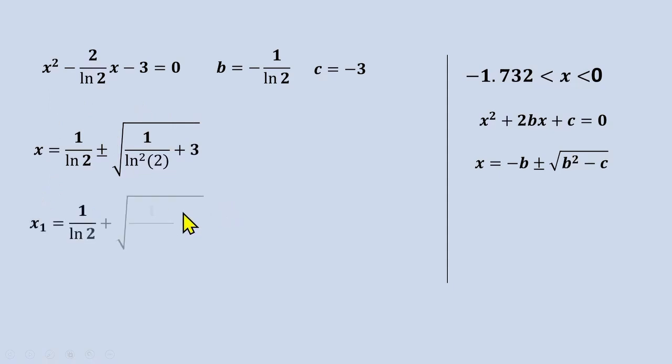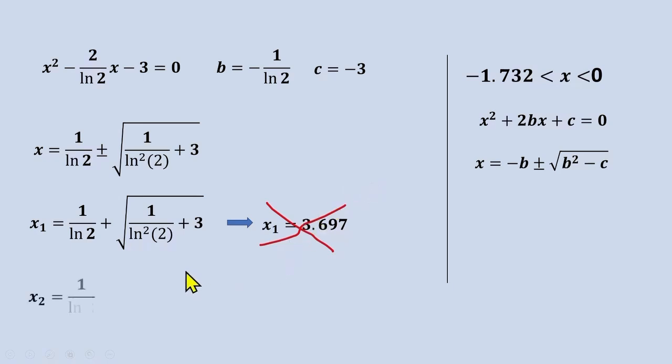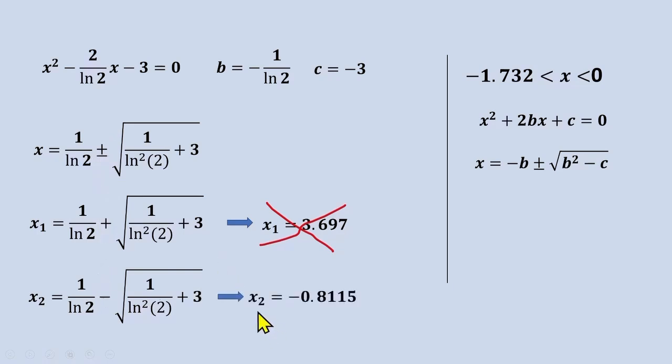The first solution, with plus, provides x1 equal to 3.697, and this solution is outside of the range of possible values of x, so it should be cancelled. The second solution is with the sign minus here. It gives us the value x2, which is inside of this range. And finally, we conclude that x0 is equal to negative 0.8 and something.